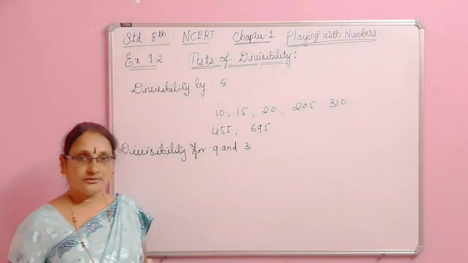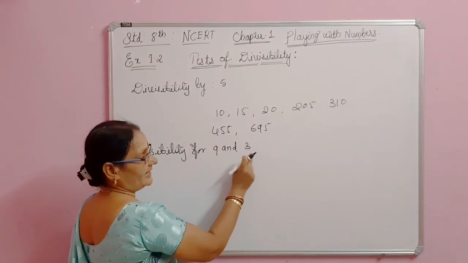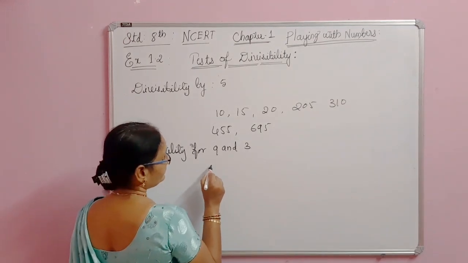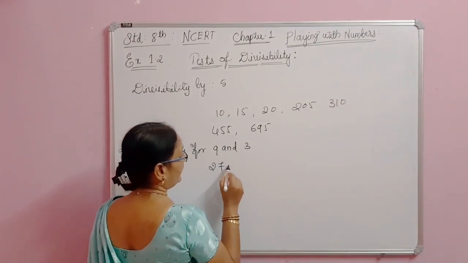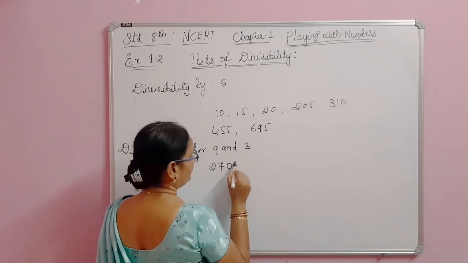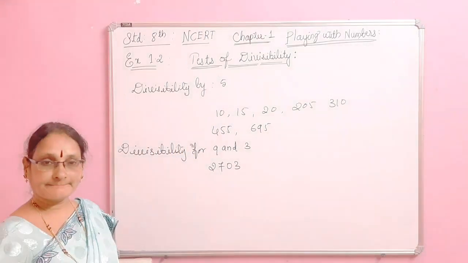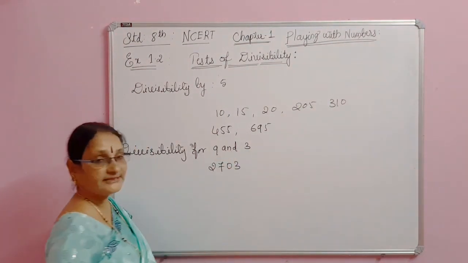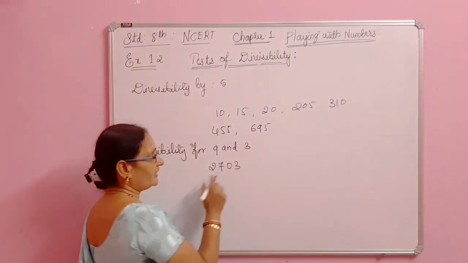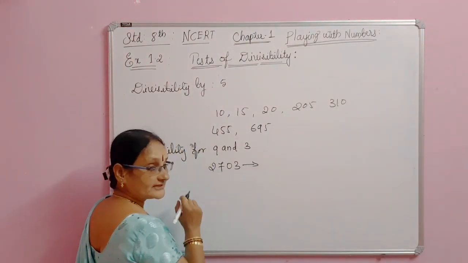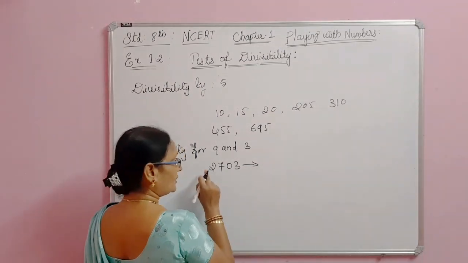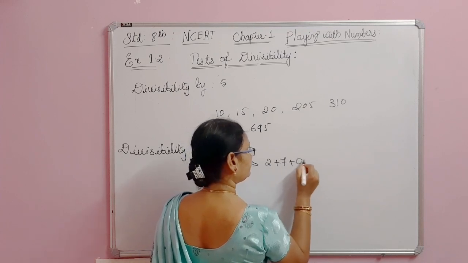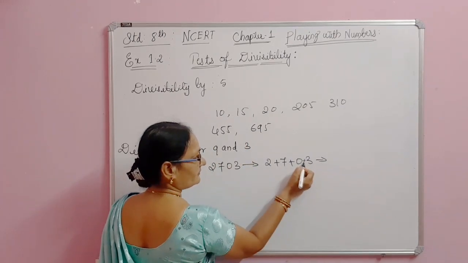Now, for both 9 and 3, just one test. What is that? Now we'll see. 2703 is one number. Now, how to test whether this number is divisible by 3? First we will see 3. We have to add the digits of the given number. What are the digits here? 2, 7, 0, 3 are the digits. Those all we have to add.